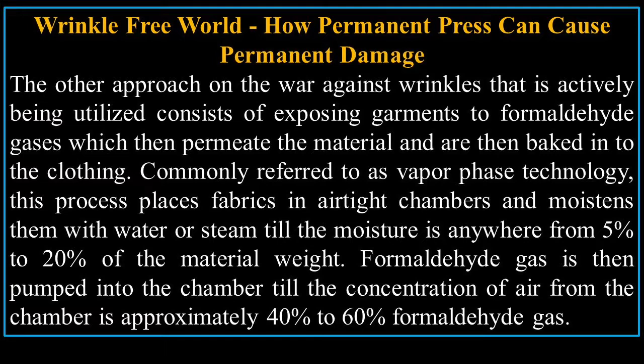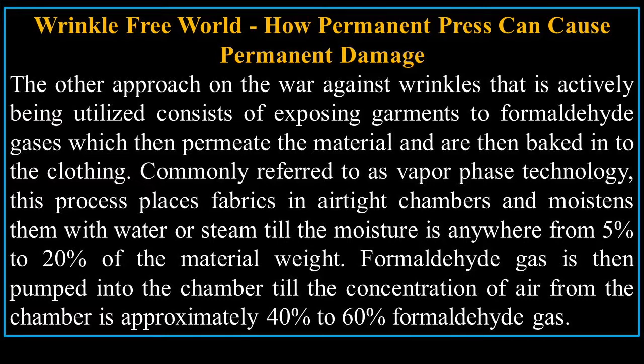The other approach in the war against wrinkles that is actively being utilized consists of exposing garments to formaldehyde gases, which then permeate the material and are then baked into the clothing, commonly referred to as vapor phase technology. This process places fabrics in airtight chambers and moistens them with water or steam till the moisture is anywhere from 5 to 20% of the material weight.